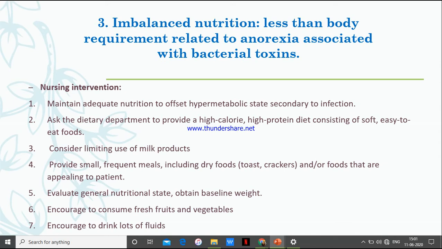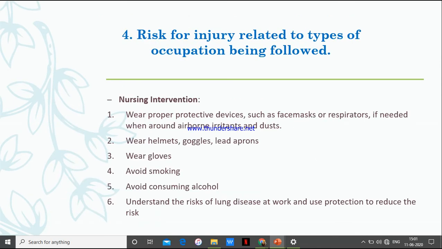Next, evaluate the general nutrition state by obtaining the weight of the patient. So we have to check the weight of the patient also. Encourage the patient to consume fresh fruits and vegetables, and to drink lots of fluids. Fluids can be fresh fruit juices or water.